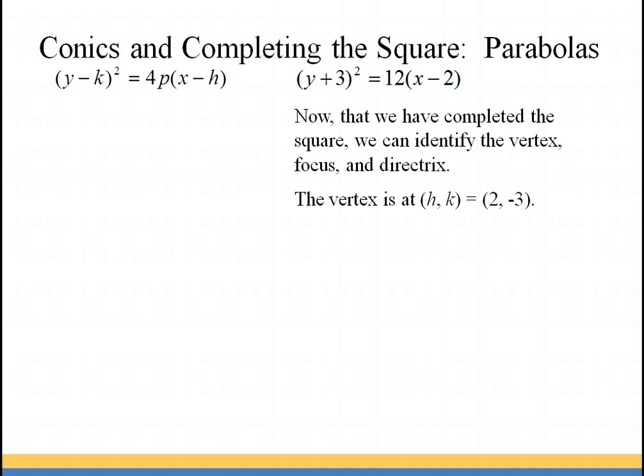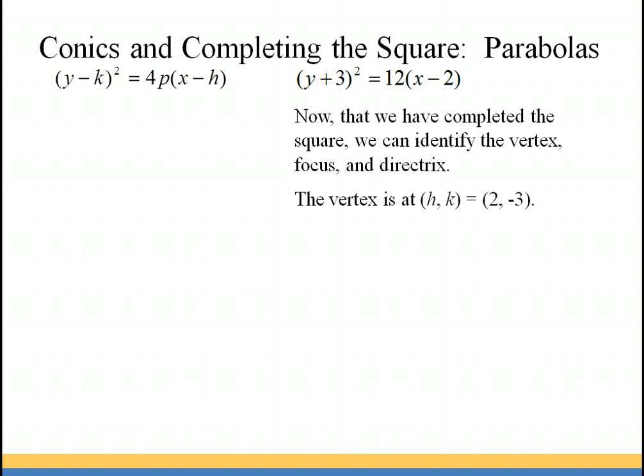The vertex is at (h, k), which in this case is going to be (2, negative 3). Remember that in your general form of the equation, you have y minus k squared, and you have 4p times x minus h. So the number that's subtracted from x is going to be your x-coordinate of the vertex, and the number that is subtracted from y is going to be the y-coordinate of the vertex.